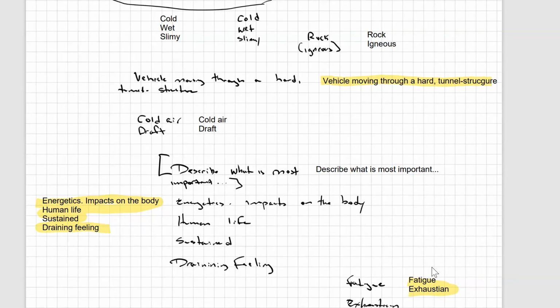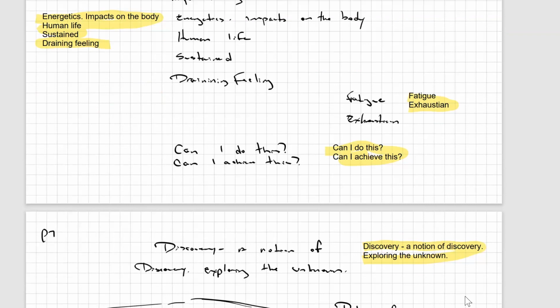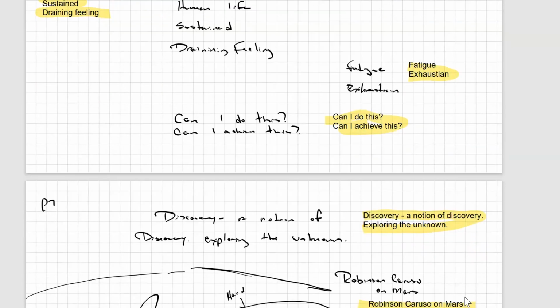Now, my self-task, or my movement, was to describe what was most important. So some kind of energetic that impacted the body. He felt fatigue and exhaustion. He was asking himself, can I do this? Can I achieve this? And then there was a discovery, a notion of discovery and exploring the unknown. And this, again, is where it gets into what feels like a survivor story.